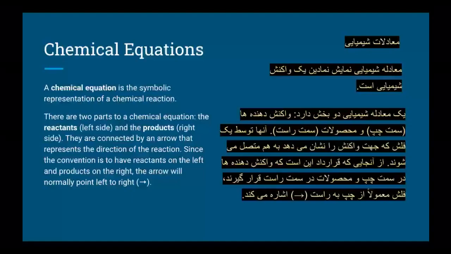Hi everyone, my name is Abigail and I'm from Massachusetts. Today I'll be talking a little bit about chemical equations. Chemical equations are used to represent chemical reactions through symbols. Each chemical equation has two parts, the reactants, generally on the left side, and the products, which are generally on the right side. An arrow pointing from left to right normally connects these two sides.